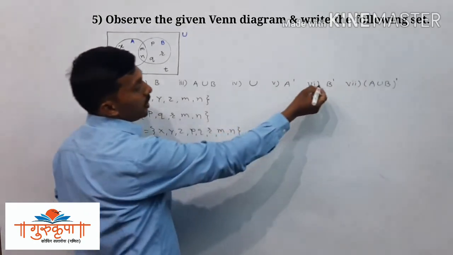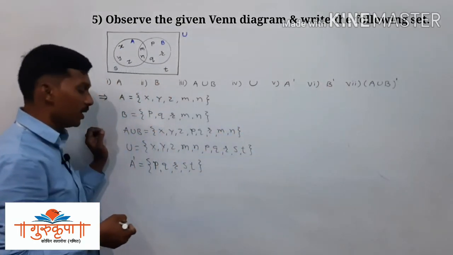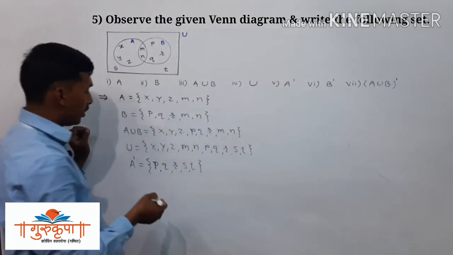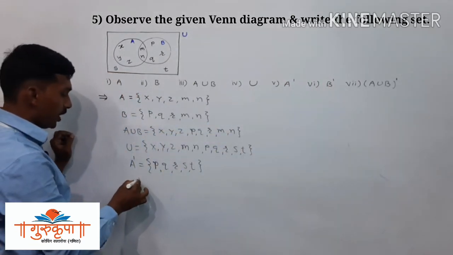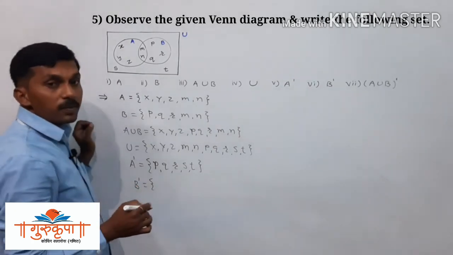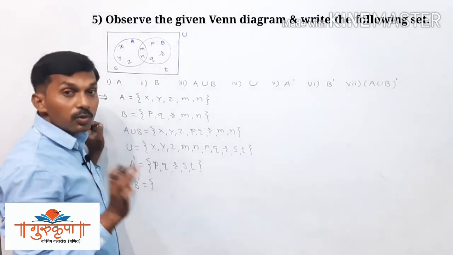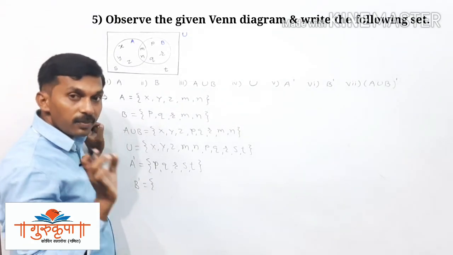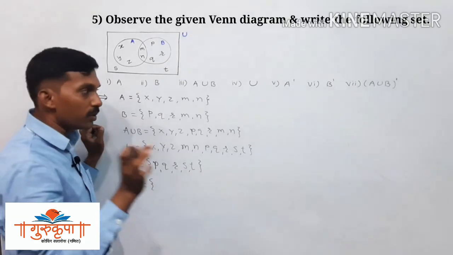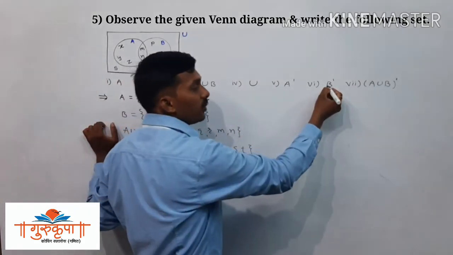Now we have to write B dash, that is complement of B. So you can write B dash is equal to, in the curly brackets, subtract all the elements or remove all the elements of the set B from the universal set, that is U minus B. युनिव्हर्सल सेटमधून बीमध्ये असणारे सर्व एलिमेंट्स काढून टाका.